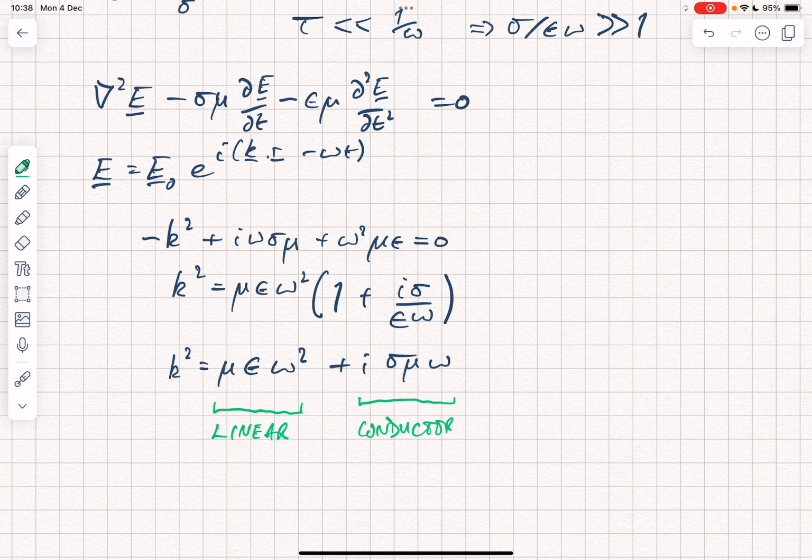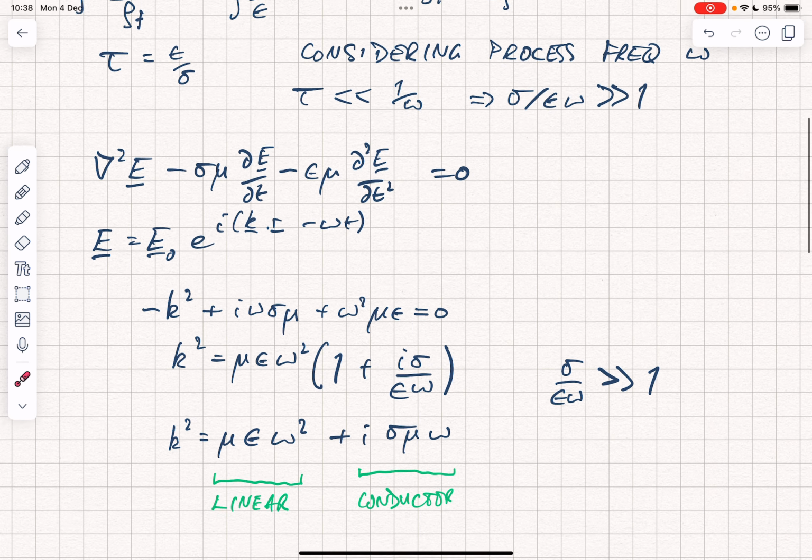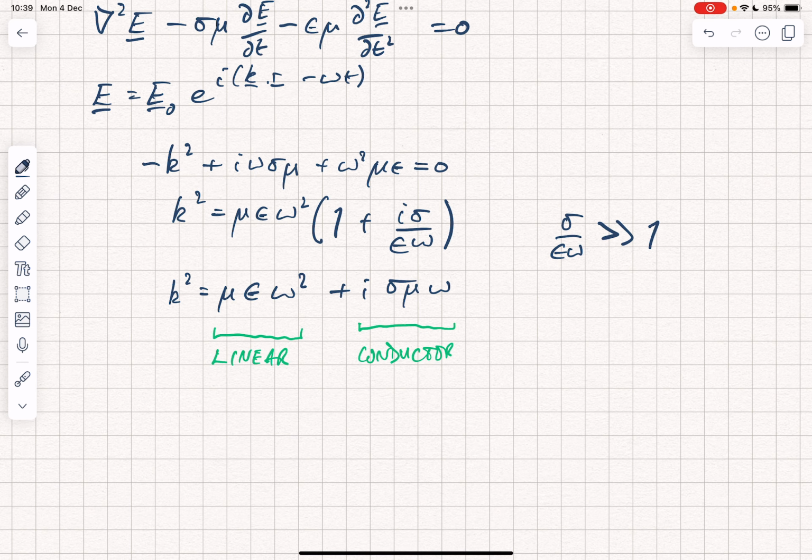Clearly, the thing that will determine the difference between these particular behaviours is going to be related to sigma and omega. And in fact, what we can say is that if sigma over epsilon omega is very much greater than 1, then in this 1 plus i sigma over epsilon omega, the sigma over epsilon omega term will dominate, and so we'll have what's called a good conductor. And you'll notice that that's the exact same condition that we derived up here from the continuity equation and Gauss's law. It's reassuring to find those things. Something would have gone rather wrong if they differed.